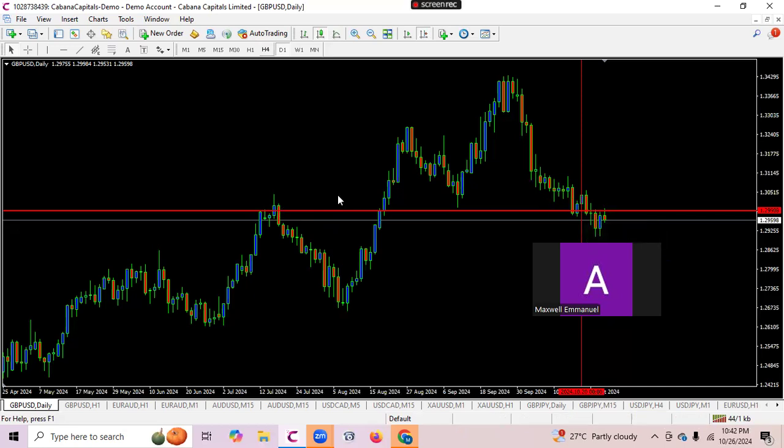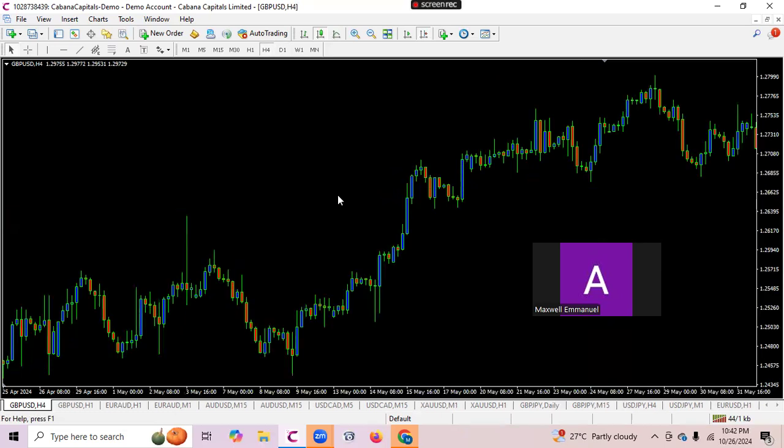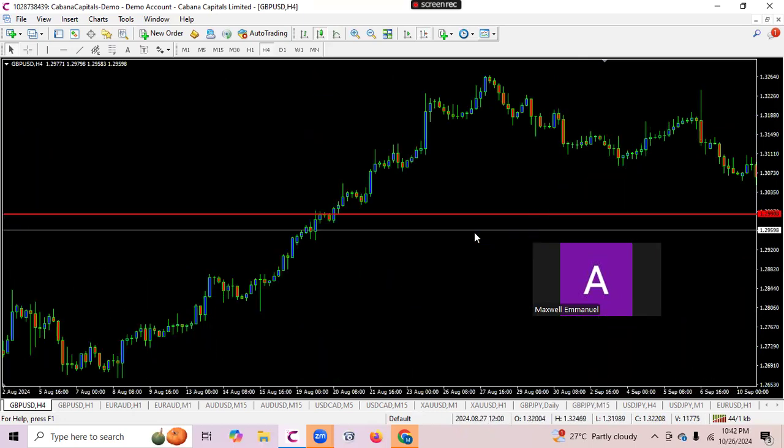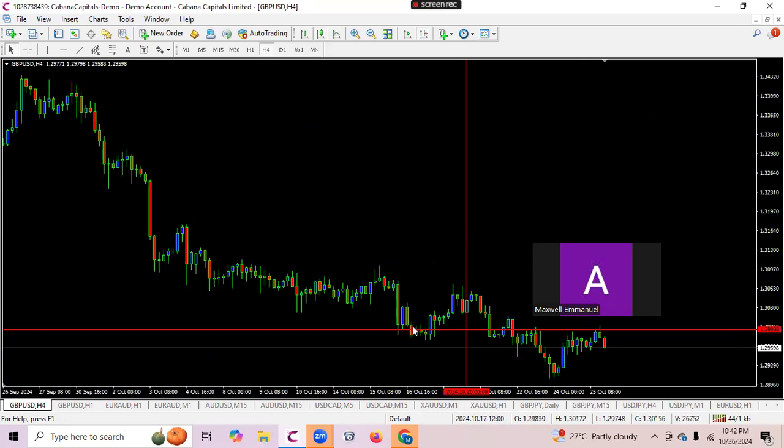Now, if you go to 4 hour, you would see the bullish reversal pattern. I think an engulfing formed on 4 hour time frame. You can see this is what we had on 4 hour last week. We had an engulfing pattern. You can see. So that was the reason I went bullish on GBP USD last week, but it sold.